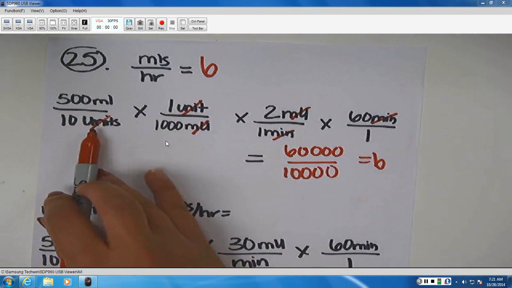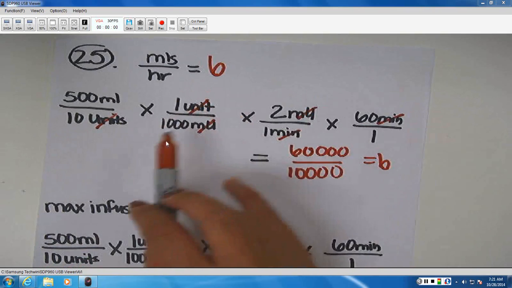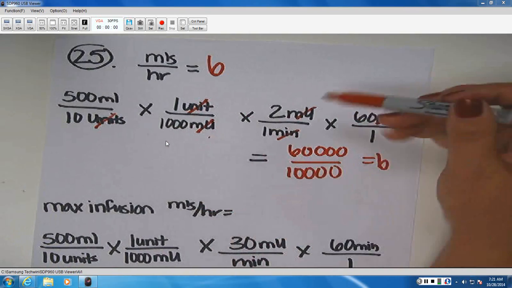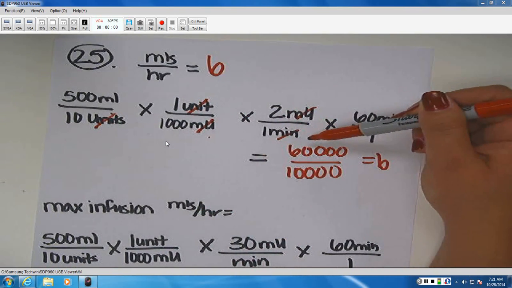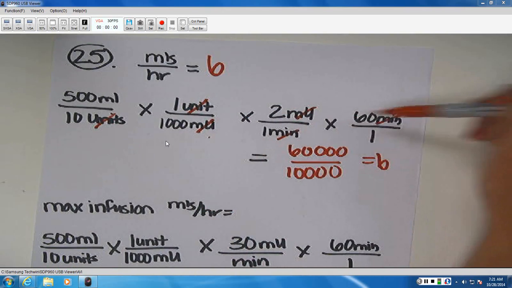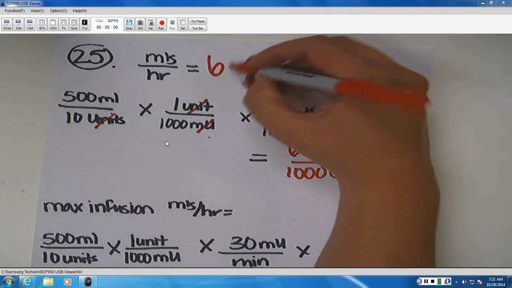I have units on hand. The doctor ordered milliunits, so here's your conversion. 1 unit is the same as 1,000 milliunits. So here is my dose that was ordered, 10 milliunits per minute, but I can't set my pump in minutes. I'm going to set my pump per mLs per hour. So I'm going to take that and put 60 minutes over here. And it ends up being 6 mLs.